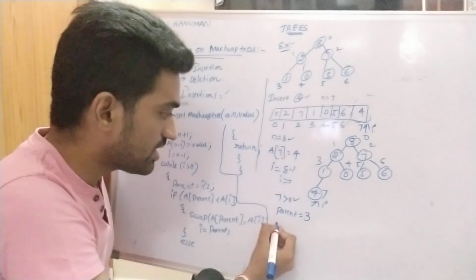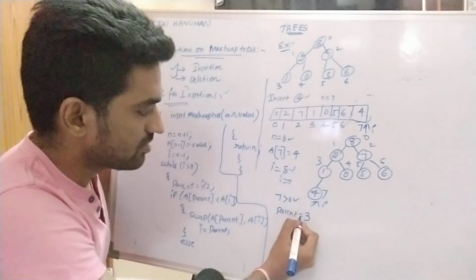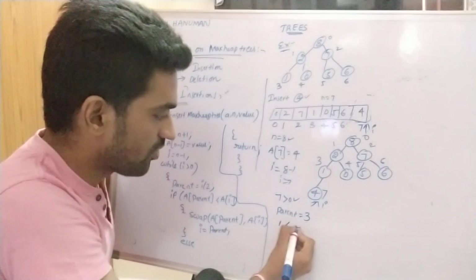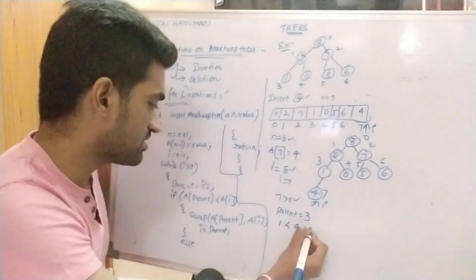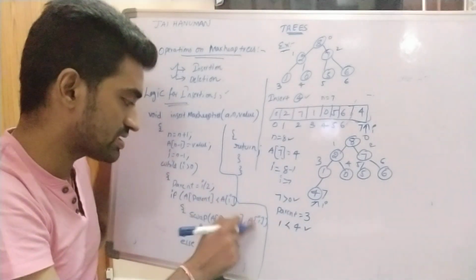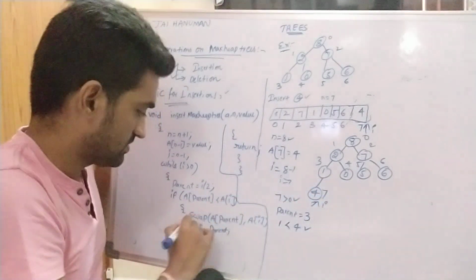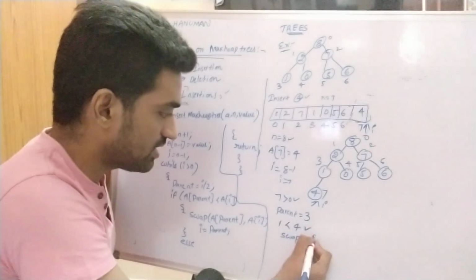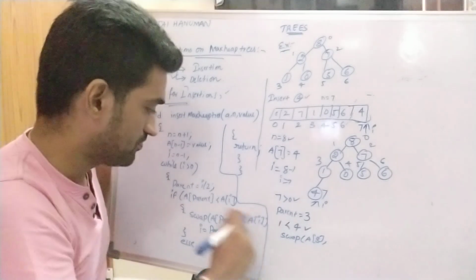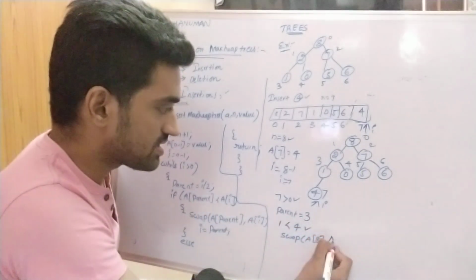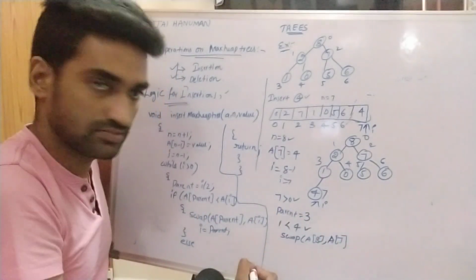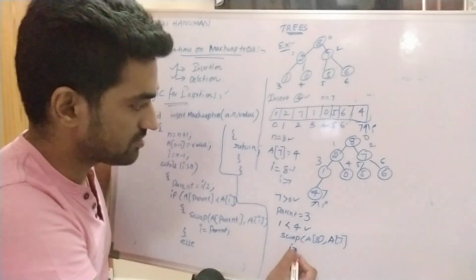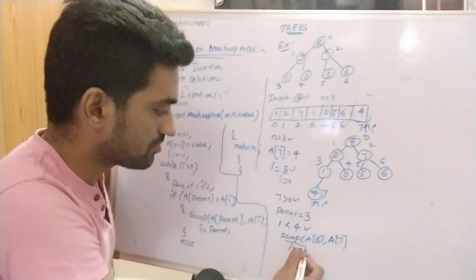Again we are checking A of parent, A of 3. 1 is less than 4. Condition is true. Then we can swap these two: swap A of parent, A of 3, comma, A of I, A of 7. Then I is equal to parent. So I value becomes parent. So here, what is the parent? 3.